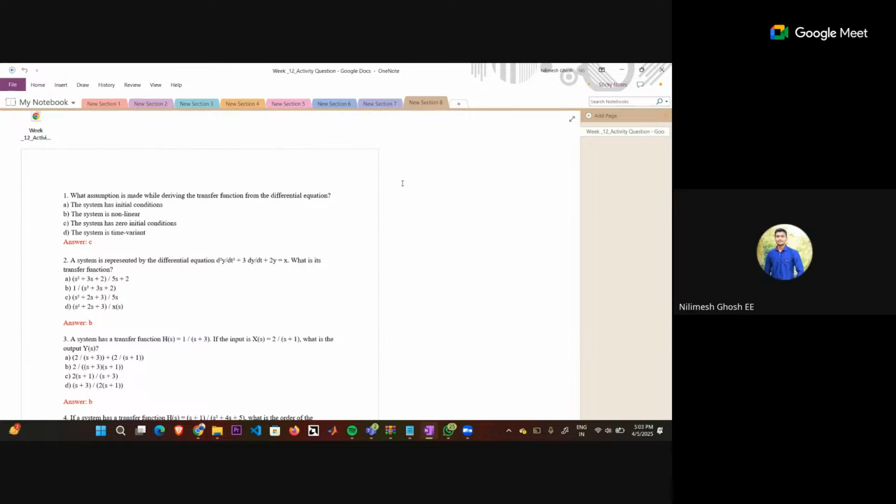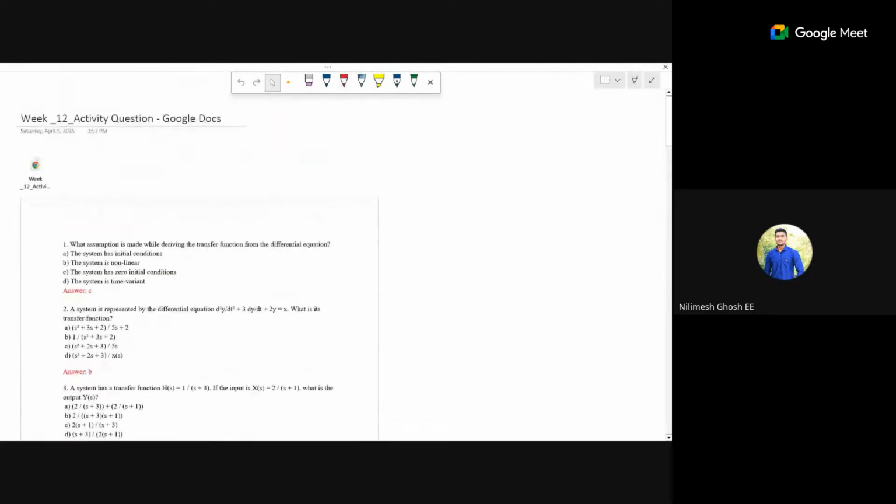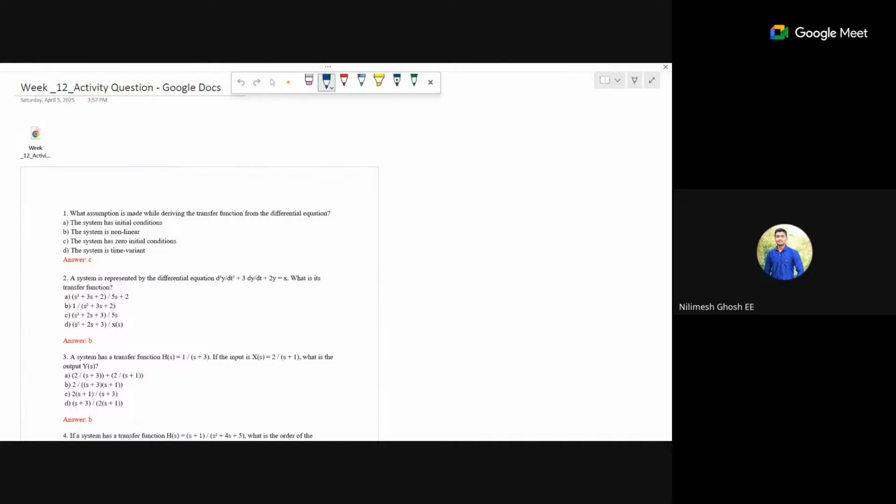For the first question, in control systems we always assume zero initial conditions and then derive the transfer function. So deriving the transfer function also assumes that the initial conditions are zero. Do you know what is the physical meaning of the initial conditions being zero?